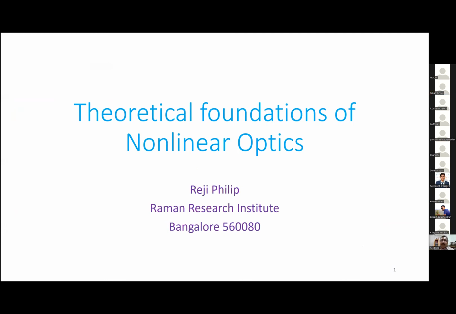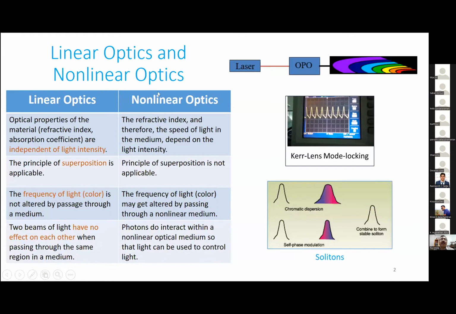So I will be talking about the theoretical foundations of nonlinear optics here. Let's see how we compare linear optics and nonlinear optics in a very basic way. In linear optics, the optical properties of a material, basically the refractive index and the absorption coefficient, are independent of the light intensity, and the principle of superposition is applicable. And the frequency of light, that's the color, is not altered by passage through the medium.